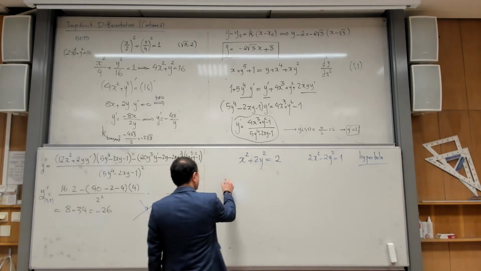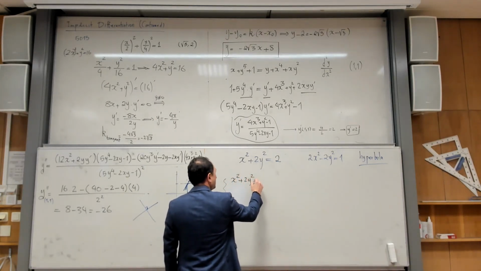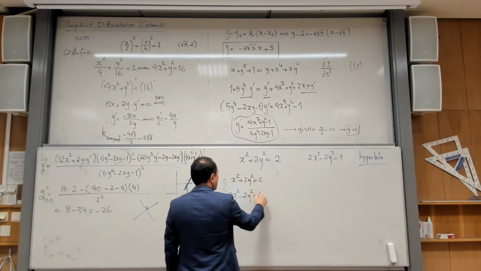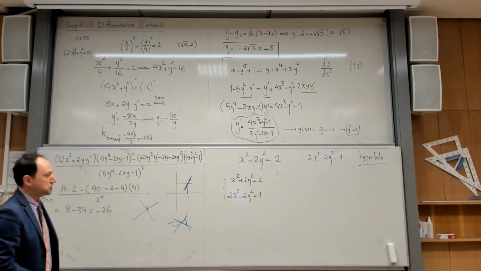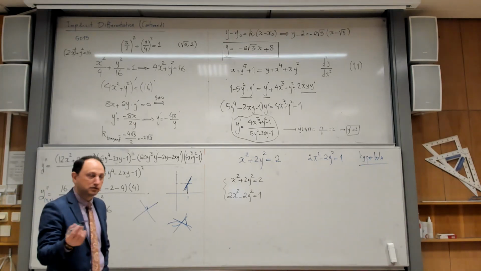So I set up a system, x squared plus 2y squared equals 2, and then 2x squared minus 2y squared equals 1. Then of course you need to focus your energy to be able to solve this system, which is not standard but very easy. What is your suggestion now? Yes? Add them, yes? Add them.